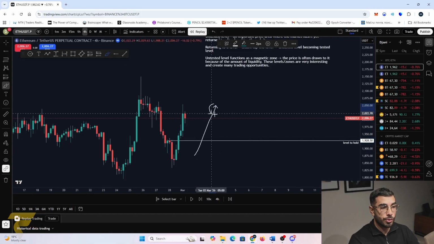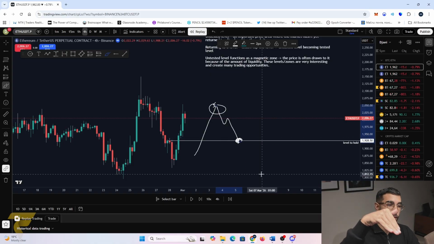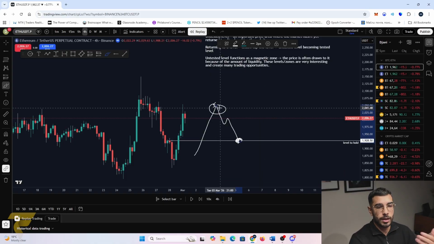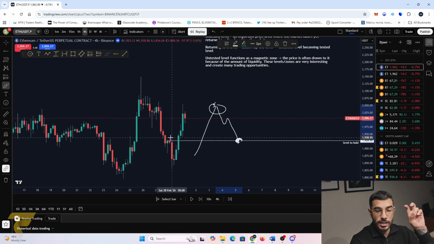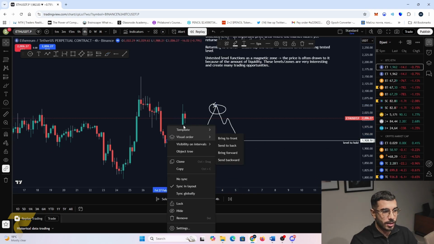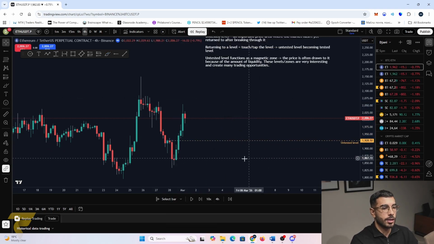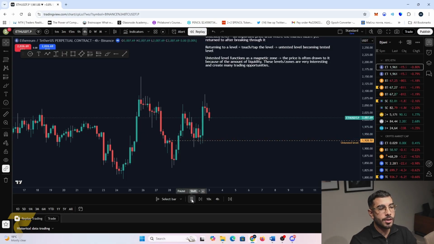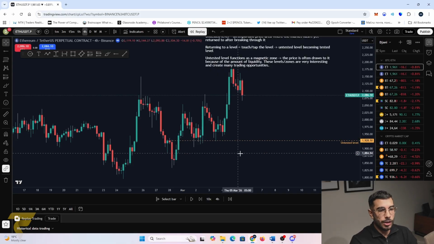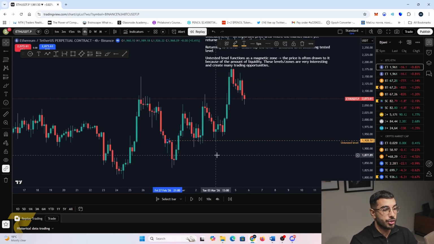We broke through the level, but we didn't retest, we didn't touch or tap this particular level whenever the pullback came. Of course, the pullback will eventually come, but whenever we touch it on the way down, then this untested level becomes a tested level. Let's just consider this to be an untested level. And as soon as the price touches this level, this becomes a tested level. And usually around these levels, obviously, you can take potential trading setups.